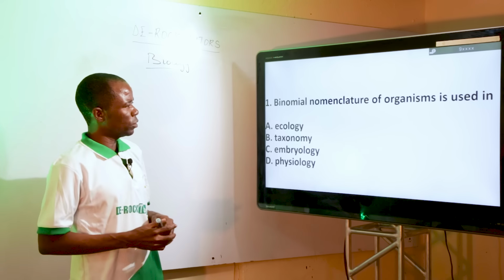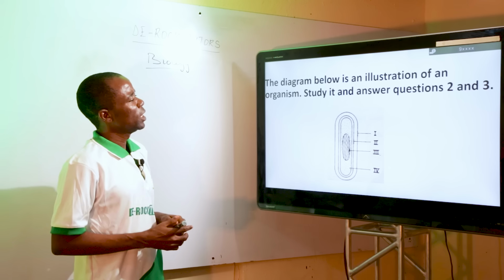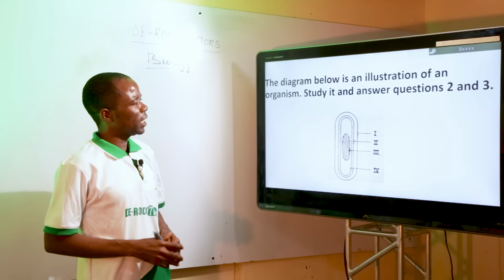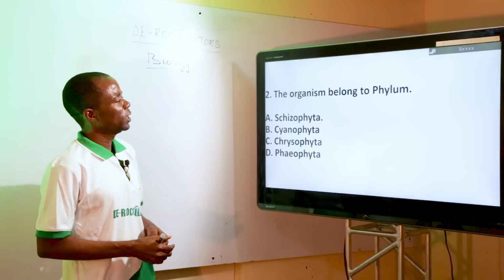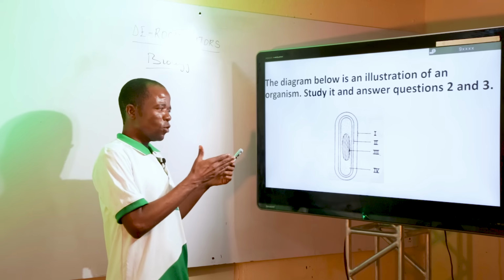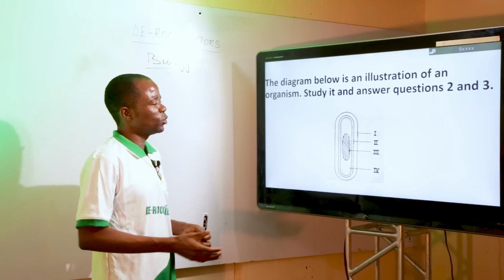So let's look at the second question. The diagram below is an illustration of an organism. We are to use it to answer questions 2 and 3. Let's take a look at question 2. The organism belongs to the phylum. Let's go back to the diagram once again and look at it. This is obviously a diagram of a bacterium, and we know that bacterium is classified under the phylum Schizophyta.